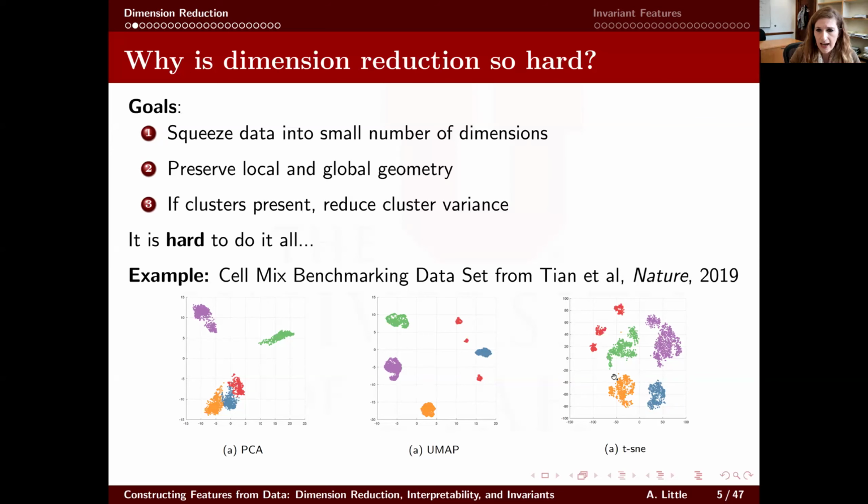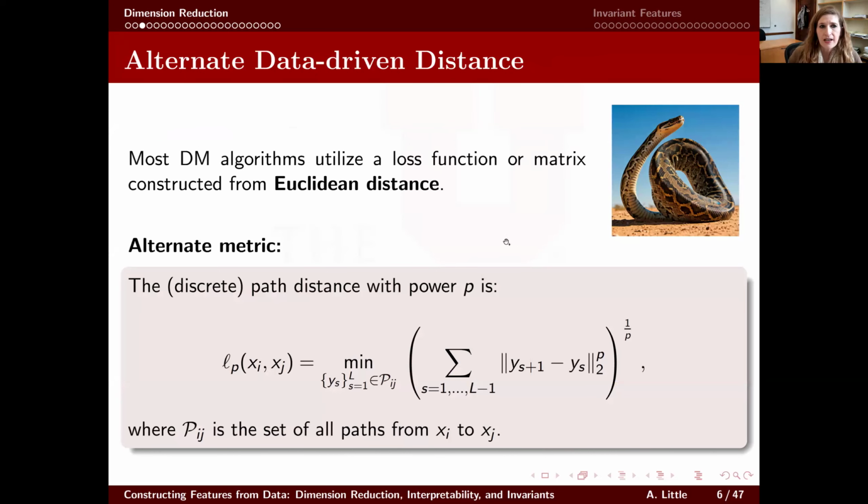Okay, so most of these dimension reduction algorithms utilize a loss function or a matrix which is constructed from Euclidean distance. And we'll see this sometimes works, but there are a lot of contexts where this is not really a useful metric. For example, you could think about if I had data points sampled from this snake, and I look at the Euclidean distance between a point on the head and a point in the middle of the body, that's very small. But in terms of the geometry of the snake, it would be very long.